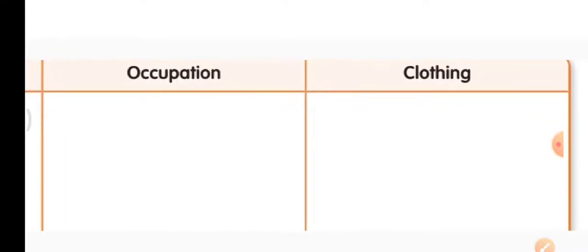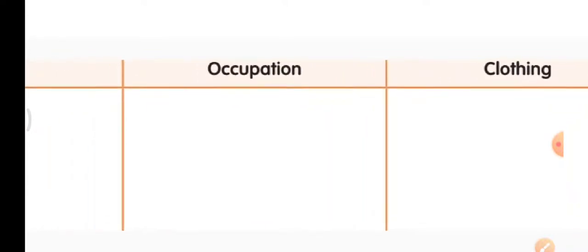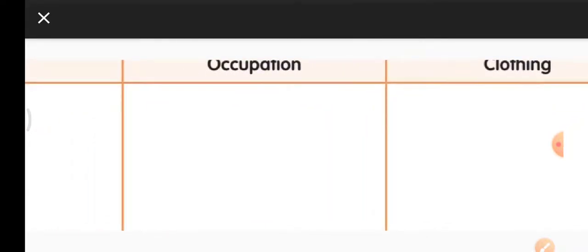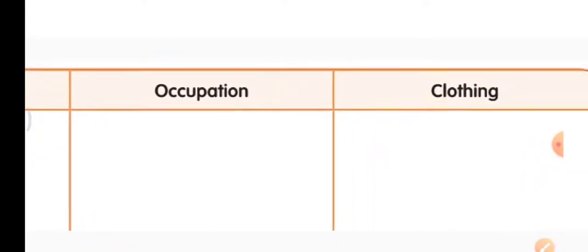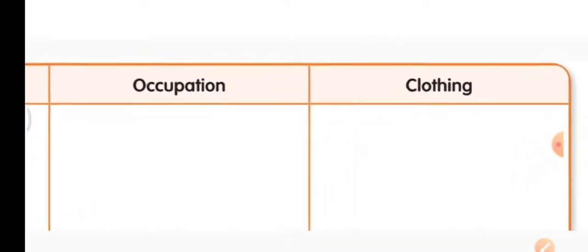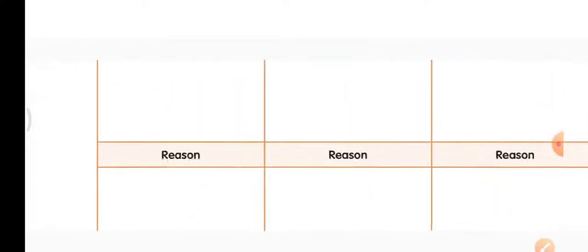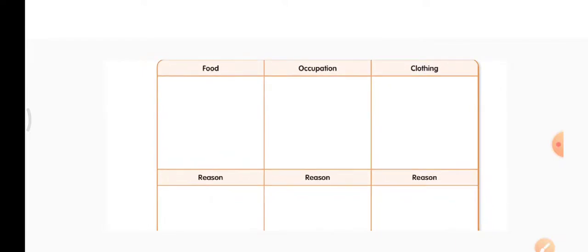Then clothing. So they grow crops, they rear animals, and they do crafts like pottery and making dolls. Clothing, they wear cotton clothes in summer and warm clothes in winter. So what is the reason behind the food they eat, the occupation they do, and clothing?